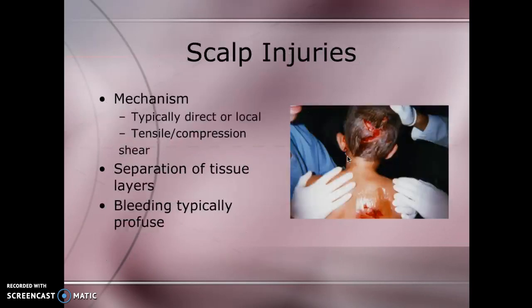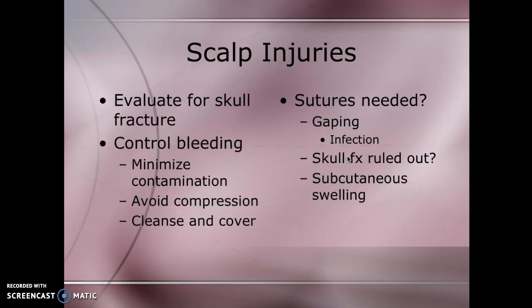All right, so scalp injuries are generally caused by either a tensile, compression, or shear force, and the tissue can tear. That's typically a direct or local problem, and they're very easy to detect. Sometimes the layers of the scalp can separate, and scalp injuries tend to bleed profusely. So we don't have an issue recognizing these because they're superficial. Always with a scalp injury, evaluate for a skull fracture.